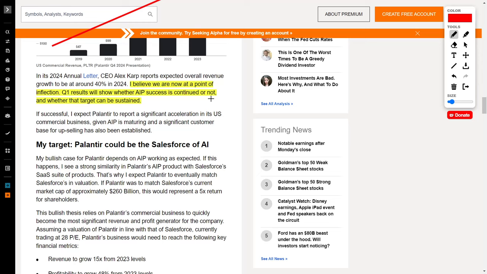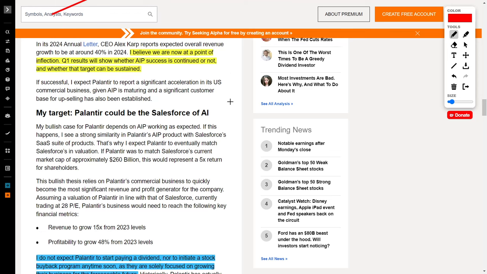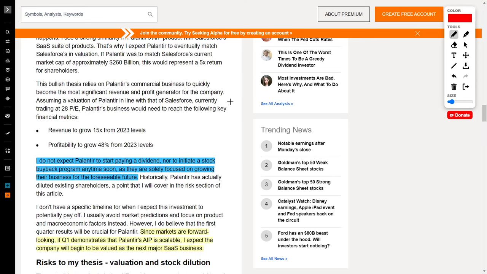In my personal opinion, this quarter one result from Palantir Technologies will show what AIP is capable of. However, their future earnings results will tell whether or not this artificial intelligence platform will be able to sustain its current growth rates in the commercial sector.